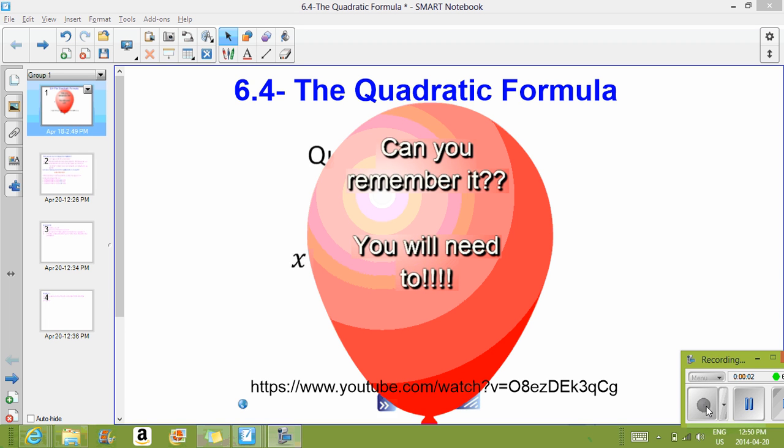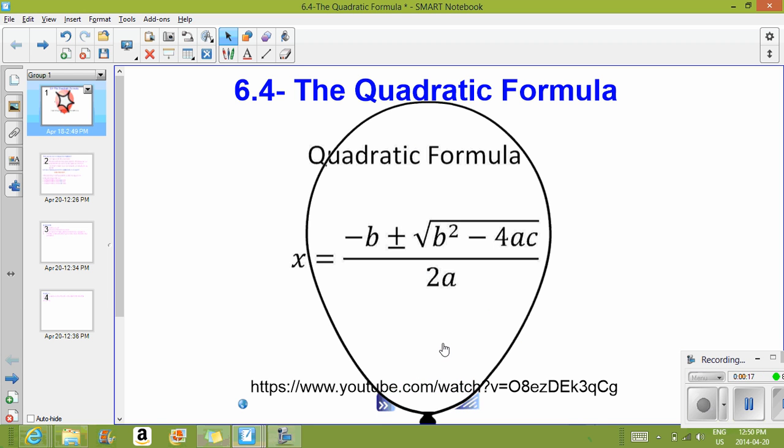And another exciting lesson here in chapter 6. This is 6.4, the quadratic formula. So this is a formula that you will have to remember, and you will want to remember it because it is used very often, not in just this year, but following years. So you will need to remember it. What is the quadratic formula?